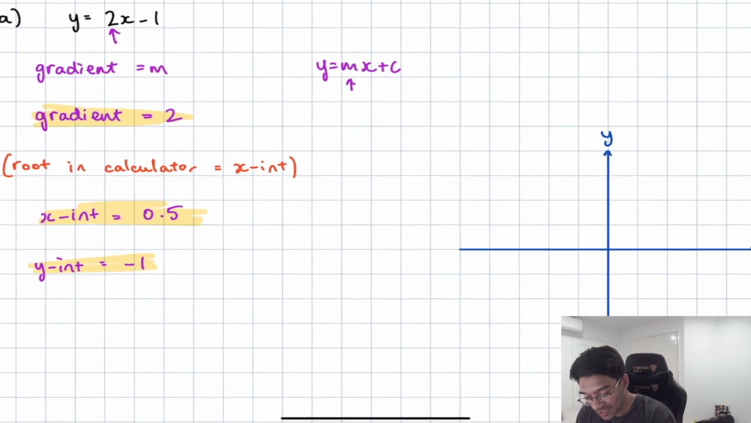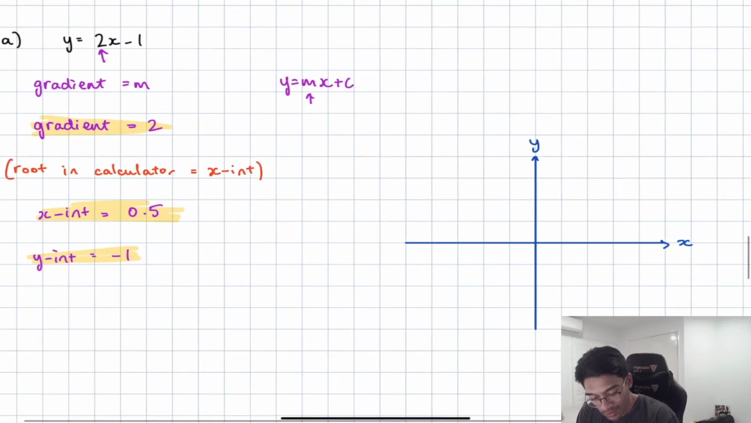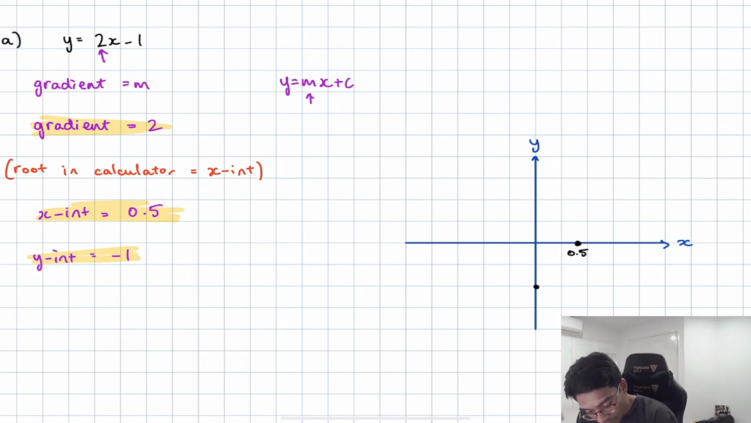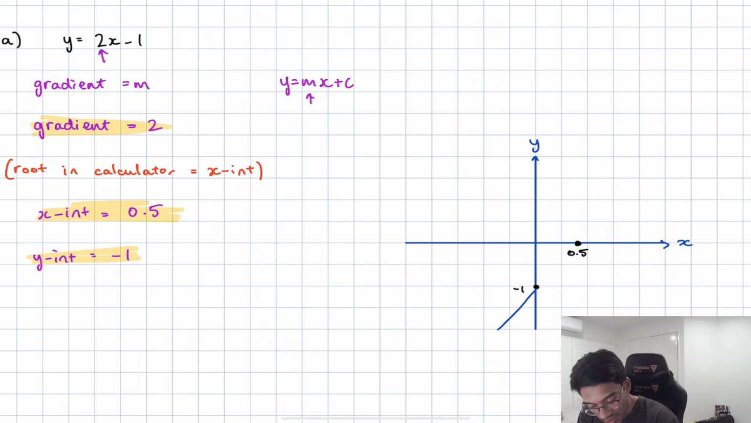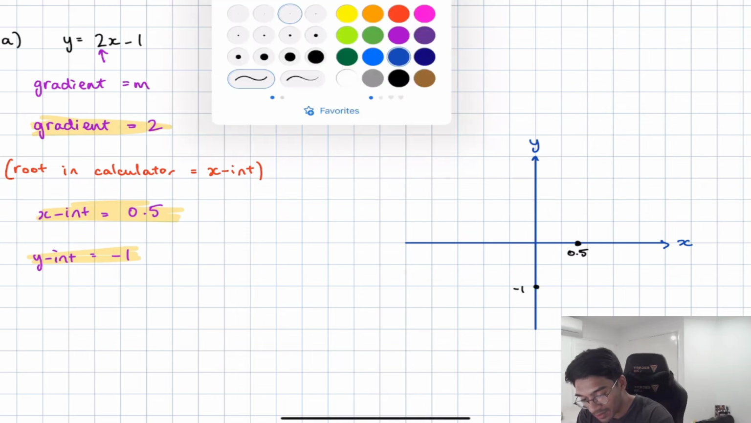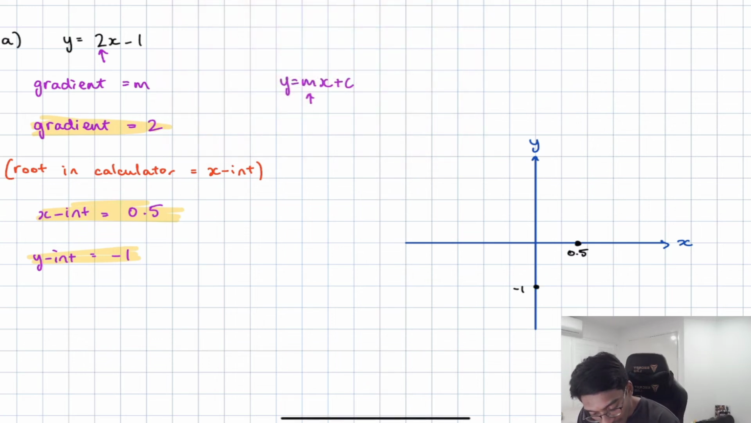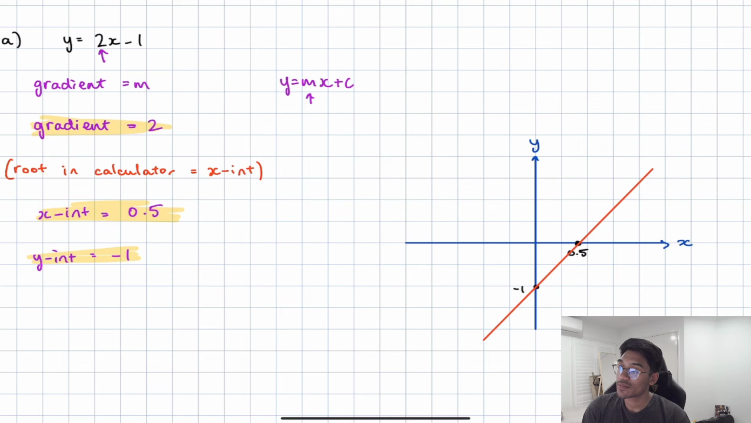Now I know my x-intercept is 0.5. What that tells me is it passes through here at 0.5. I also know my y-intercept is -1, so it passes through here at -1. All I've got to do is draw a line that connects these 2 together. Maybe I'll use red instead of blue. A line that connects these 2 together and keeps going, like that. And that's my straight line graph done.